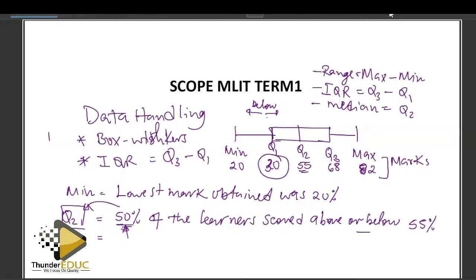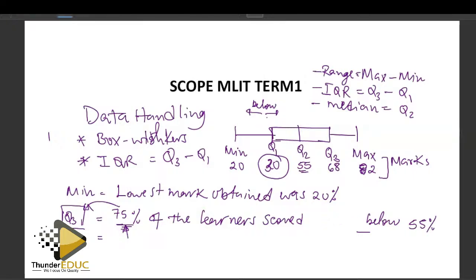We look again at the other one, Q3. Under Q3, remember, Q3 carries a percentage of 75%. So 75% of the learners scored below.